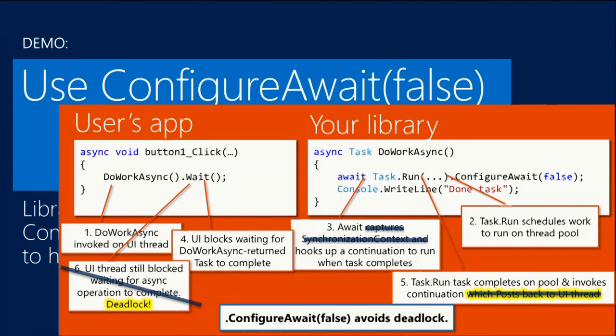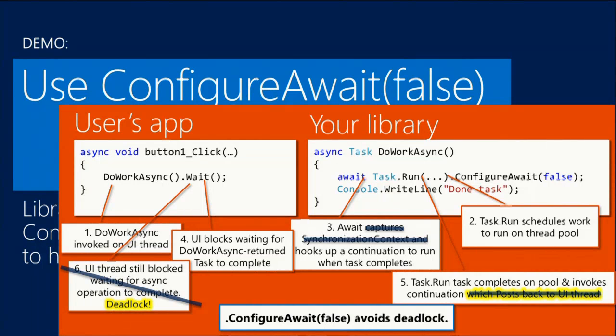First, they invoke it on the UI thread. Next, it goes into here and Task.Run schedules some work to run on the thread pool. Then we come to the await operator, so it captured the current synchronization context, and it hooked up a continuation to run when the task completes. Then it returns to the caller, and the caller is doing this blocking call to wait. A few seconds later, the thread pool work finishes. It completes on the thread pool, and then it invokes the continuation, which does sync context.post to get back to the UI thread. And as we've said, the UI thread is still blocked, and that's where we got the deadlock from in this case.